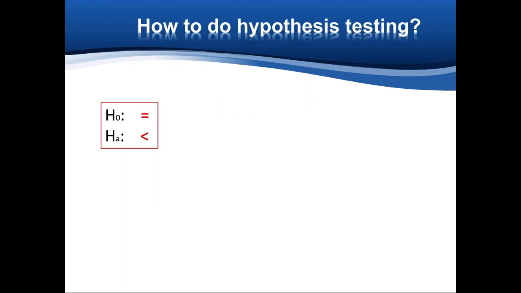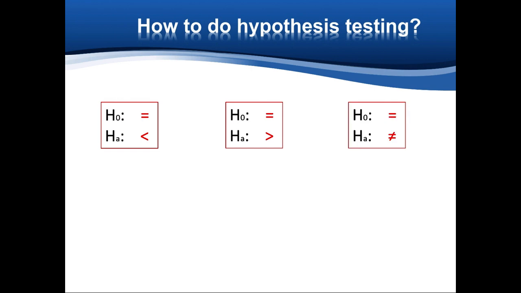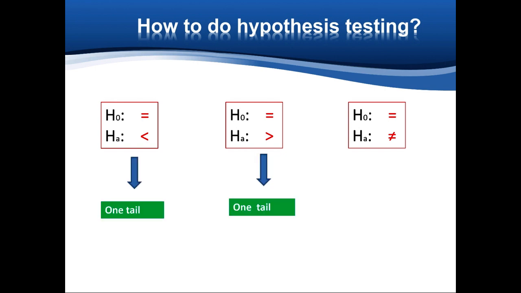In general, H0 we usually write as equal. HA depends on the claim. It can be smaller than, bigger than, or not equal to, the same as what we have learned in Chapter 8. The first two are one-tail problems. The last one is a two-tails problem.